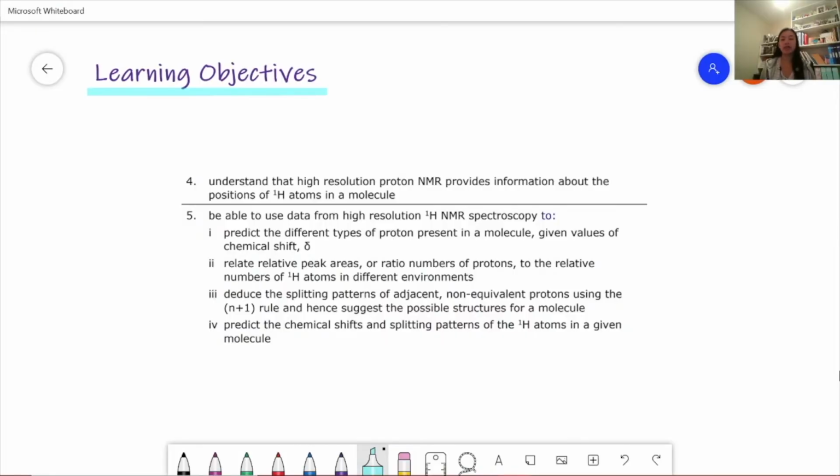Today's learning objectives are to firstly understand that high-resolution proton NMR provides information about the positions of hydrogen-1 atoms in a molecule, and then to be able to use data from high-resolution hydrogen-1 NMR spectroscopy to predict the different types of proton present in a molecule given values of chemical shift, relate relative peak areas or ratio numbers of protons to the relative numbers of hydrogen-1 atoms in different environments, deduce the splitting patterns of adjacent non-equivalent protons using the n+1 rule, and hence suggest the possible structures for a molecule, and predict the chemical shifts and splitting patterns of the hydrogen-1 atoms in a given molecule.